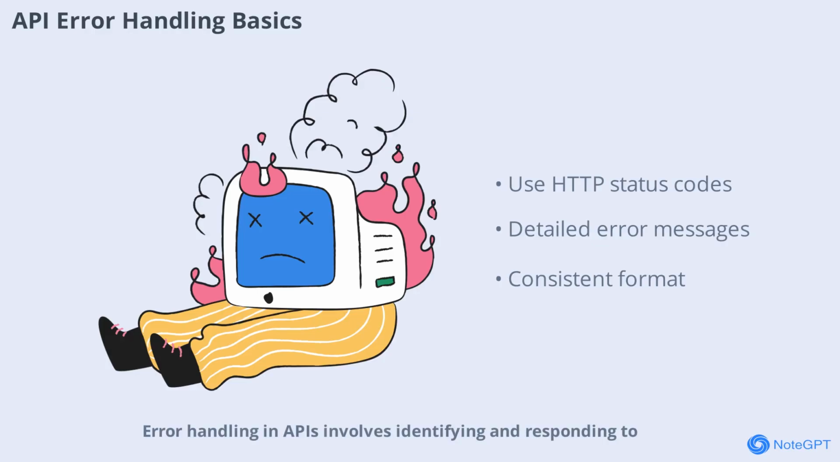Error handling in APIs involves identifying and responding to errors in a way that helps clients resolve issues quickly. REST APIs use standard HTTP status codes to indicate errors and provide detailed messages in a consistent format. Proper error handling improves the developer experience and makes APIs more reliable.